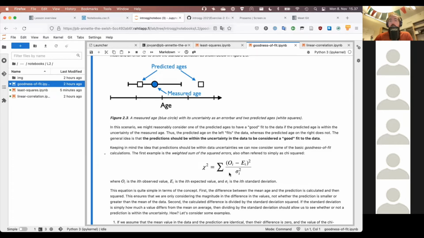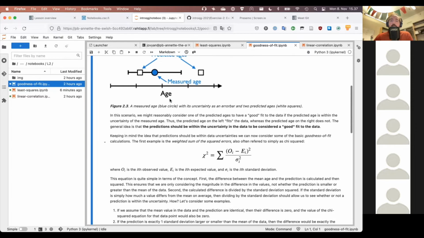Then you're going to get a chi-squared value of 1, because basically this term on the top, when you square it, would be the same as the thing underneath it, which is going to give you then a value of 1. So you can see that as long as your value is between 0 and 1, it would be indicating that you're within the uncertainty or the standard deviation of the measured age data set.